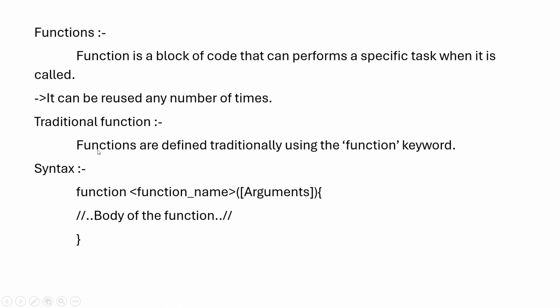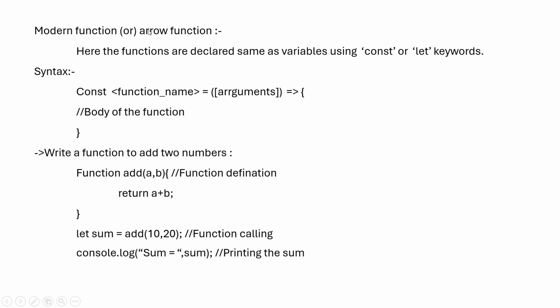First is the traditional way. The syntax for the traditional way is the function keyword, the name of the function, arguments if any. We can also define the function without passing any arguments, that is zero arguments, and the body of the function. Next, modern function or arrow function. Both traditional function and modern function work the same way, but the syntax is a little bit different.